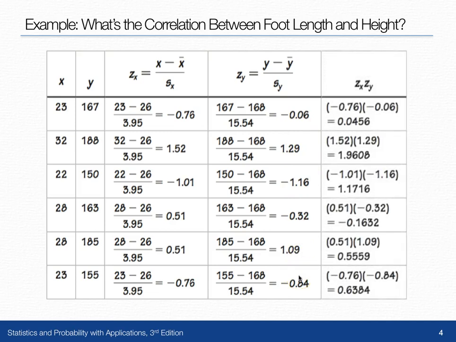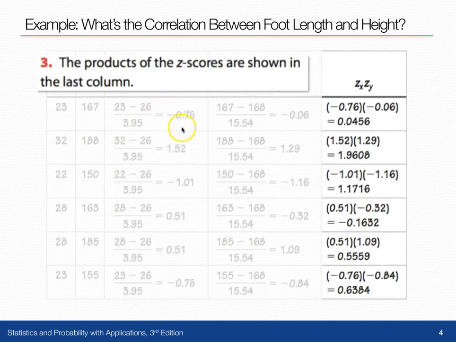For the third step, we'll multiply each of those Z-scores to find the product. So for the first observation, negative 0.76 was the Z-score for the X, negative 0.06 was the Z-score for the Y. Multiplying those, we have the product 0.0456.